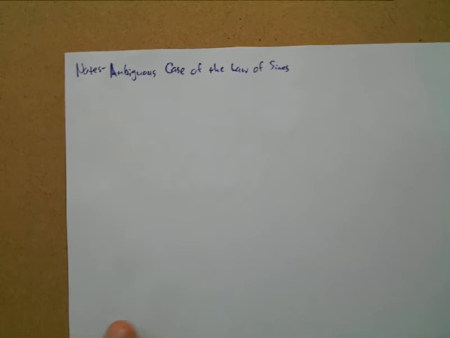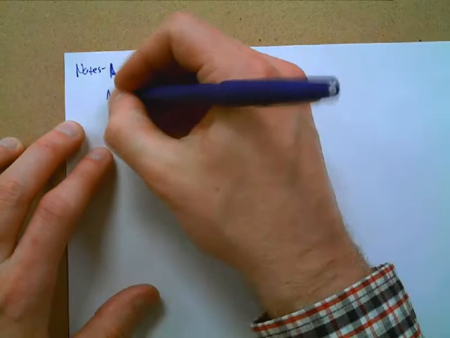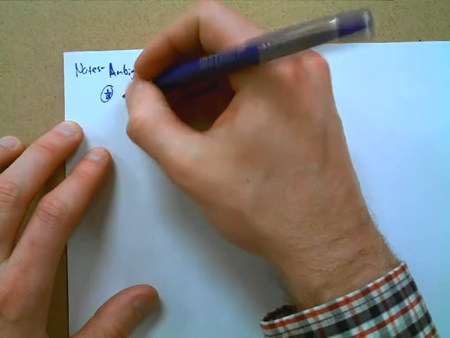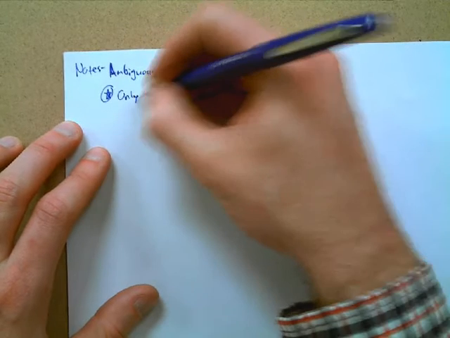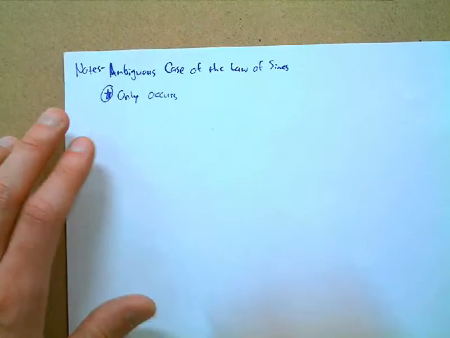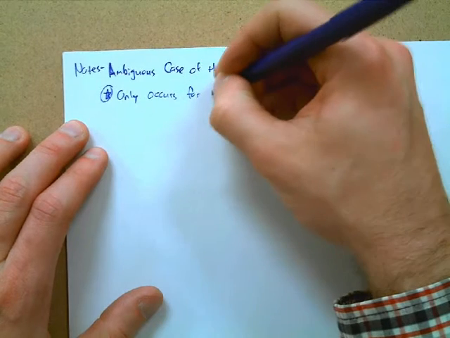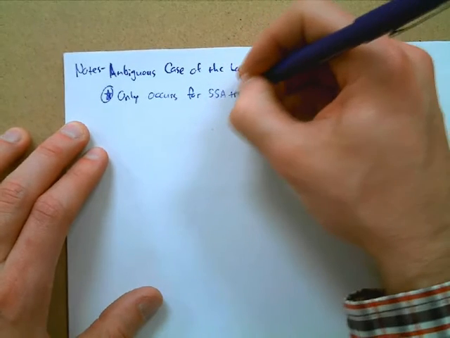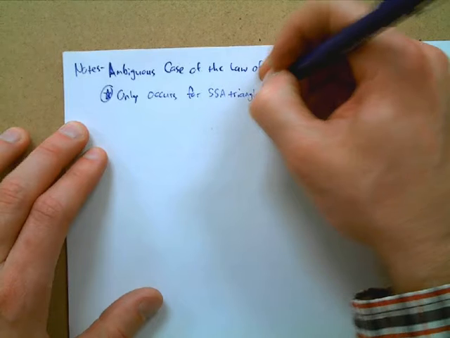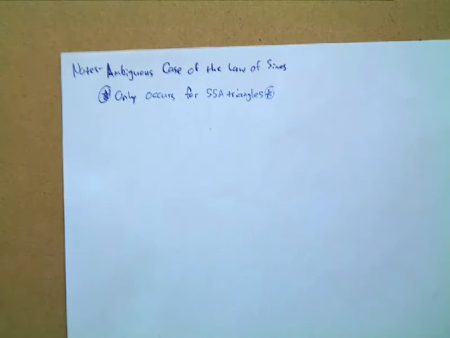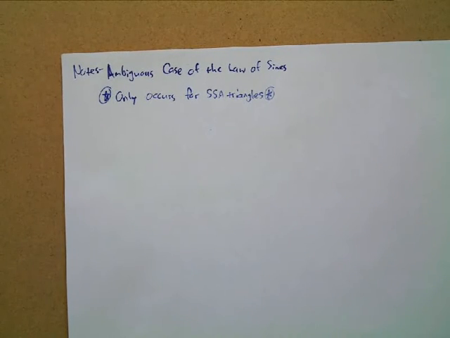All right. So the ambiguous case for the law of sines. The first thing I want to make clear here is that this only occurs for side-side-angle triangles. Only occurs for side-side-angle triangles, because that is not a triangle congruence, right? Side-side-angle, not a triangle congruence. In fact, your book normally highlights the fact that it's not a congruence, right?